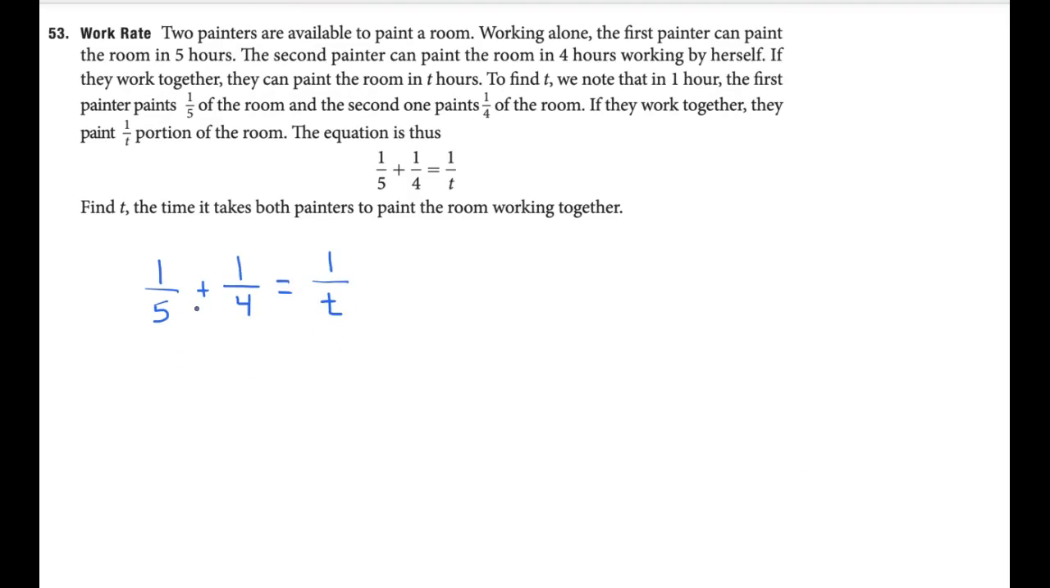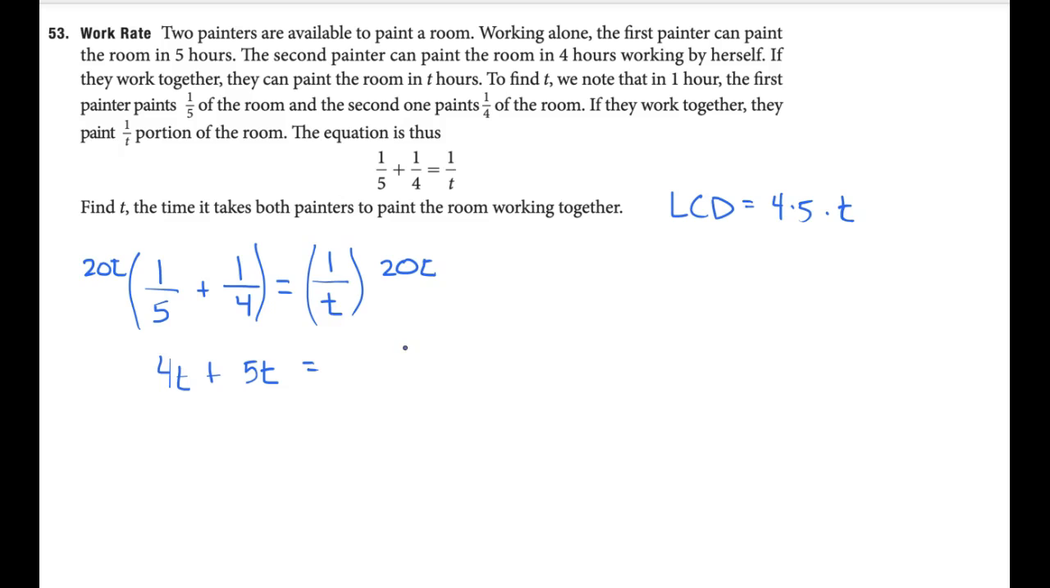And from there, I think everybody knows how to do this at this point. You're going to multiply both sides by the least common denominator, which is 4 times 5 times t, or 20t. It doesn't matter which way you say it. And you're going to end up distributing it across both of these. When you multiply 20t times 1/5, you should get 4t. And when you multiply 20t times 1/4, you're going to get 5t. And then on the right, the t's are going to divide out and you get 20. So you end up with 9t.